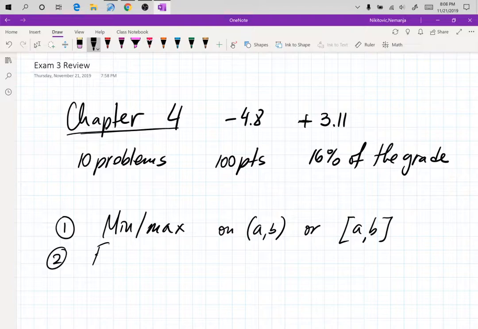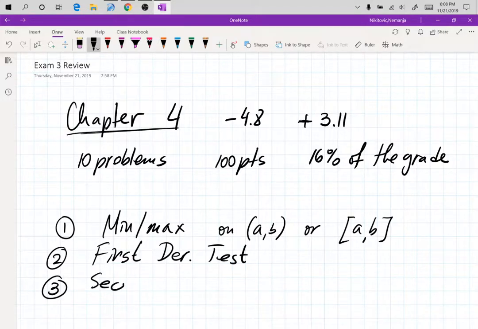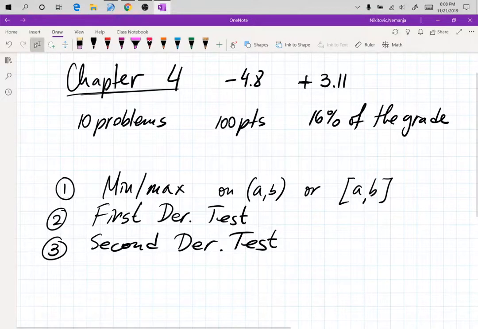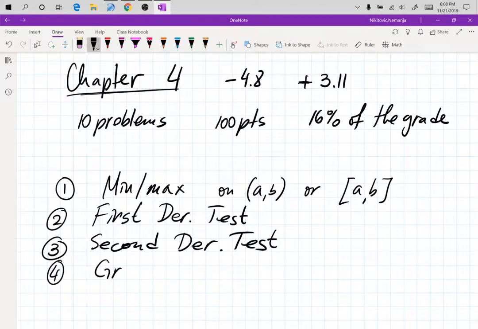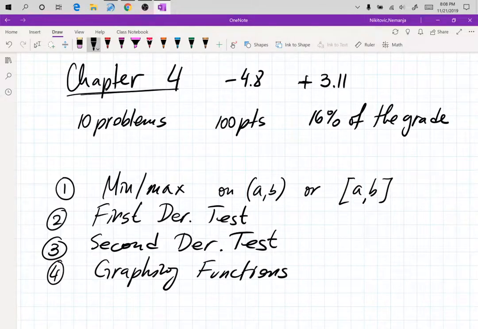Number 2, first derivative test. Number 3, second derivative test. Number 4, graphing functions, and that's graphing functions by hand.